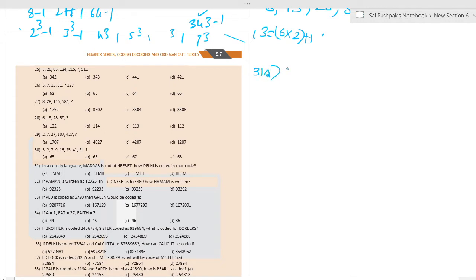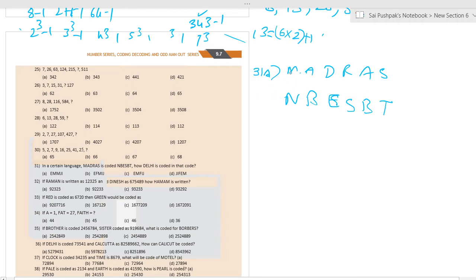31st question. If MADRAS is coded as NBESBT, then how is DELHI coded in that code?